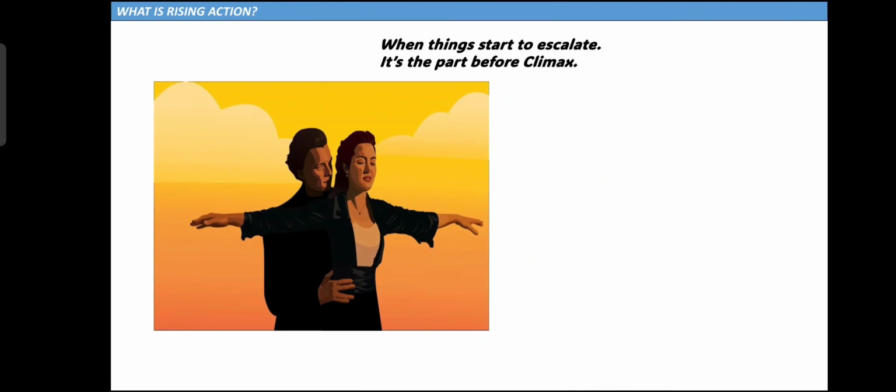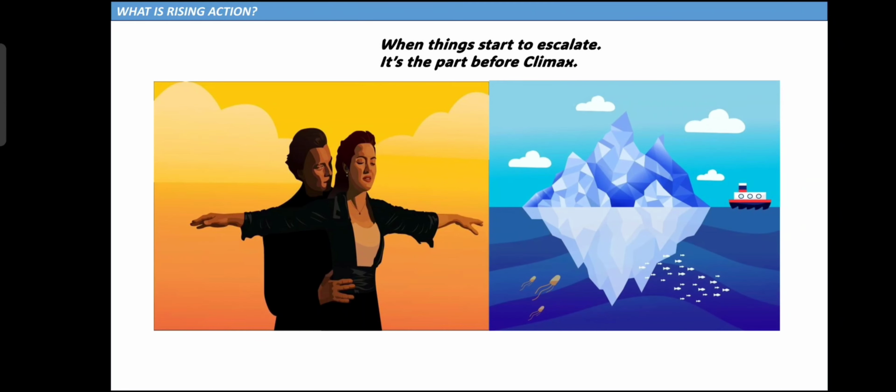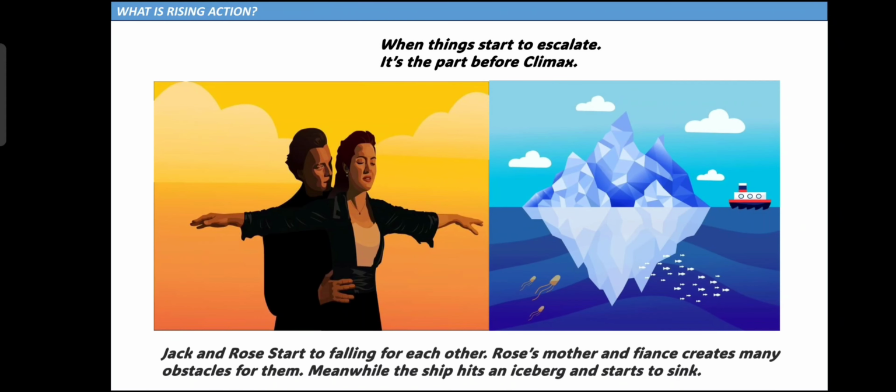Jack and Rose start to fall for each other. Rose's mother and fiancé create obstacles for them. Meanwhile, the ship hits an iceberg and starts to sink.